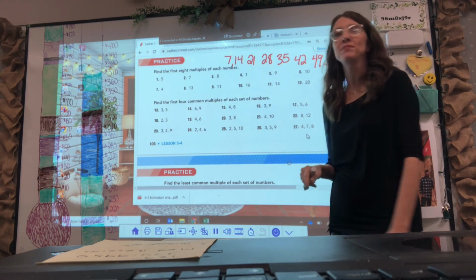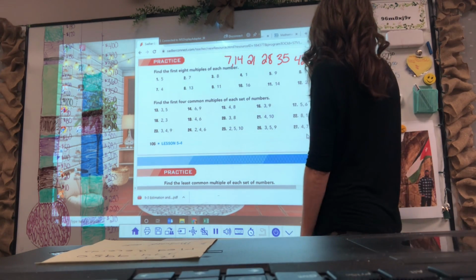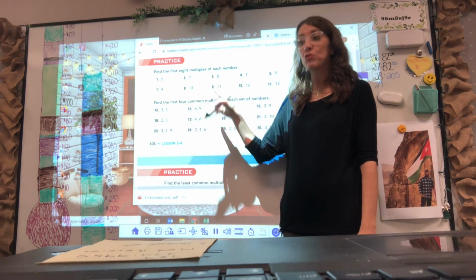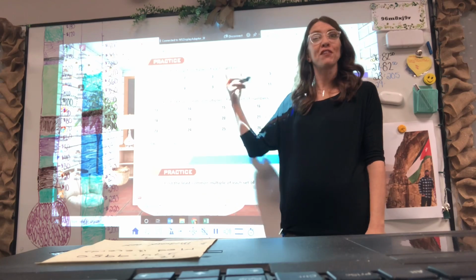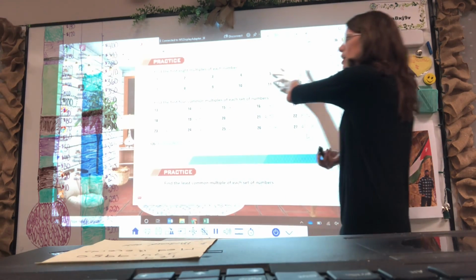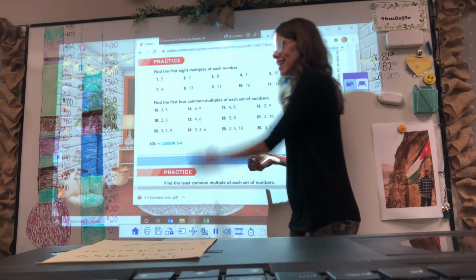What are the multiples of 1? 1, 2, 3, 4, 5, 6, 7, 8, 9, 10, 11, 12, 13. All right. What are the multiples of 11? 11, 22, 33, 44, 55, 66, 77, 88. All right, so I think you get how to do this. Wait, what about the 13? Yeah, we're not going to do all of them, but let's move on.